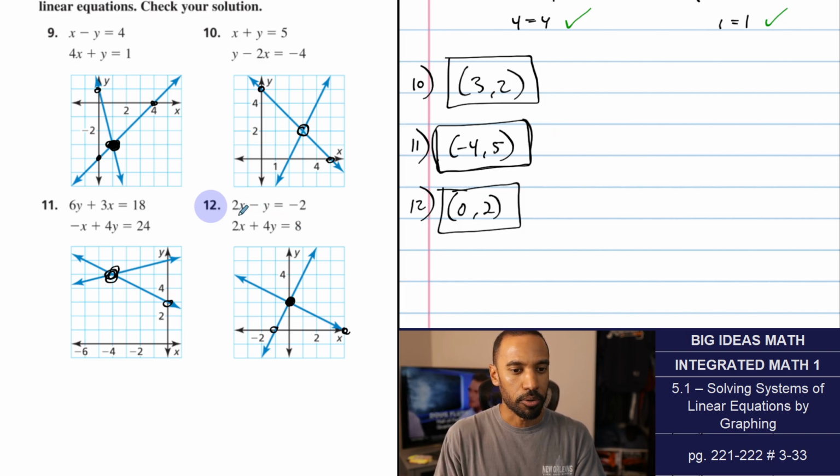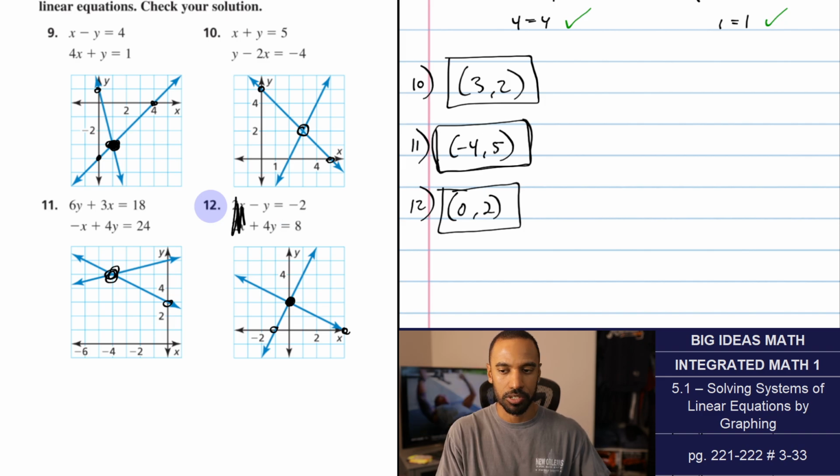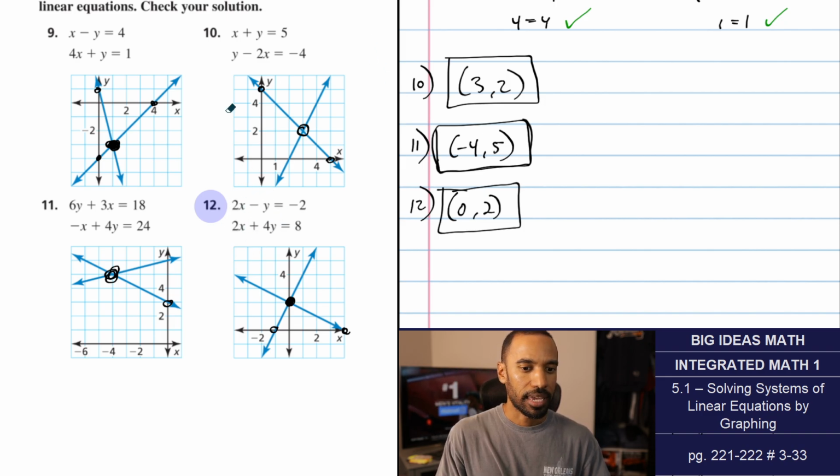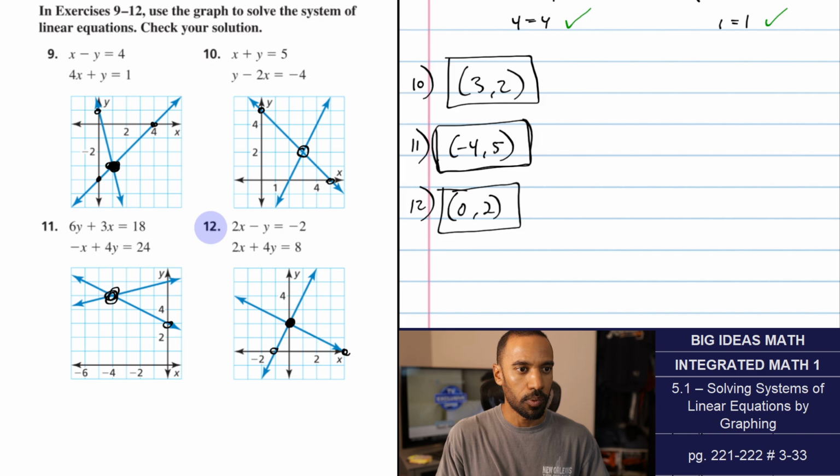2 times 0, hey, both of these are 0 either way. 2 times 0, all right. -2 is -2, plus 4 times 2 is 8. Yes, those both work out. All right, guys, those are the ones that we did without graphing ourselves.